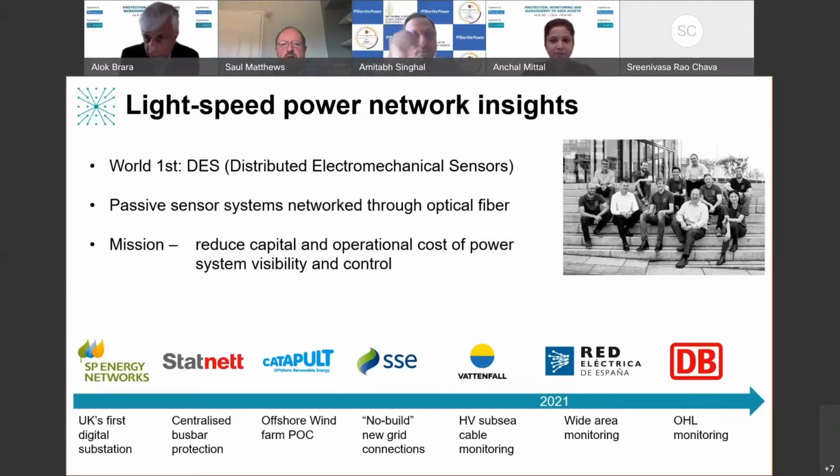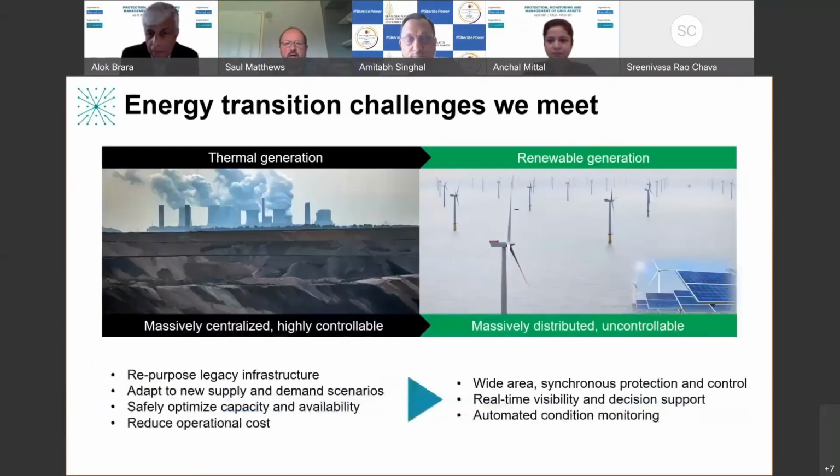So the idea here is that we invented distributed electrical sensing, and I'll come back to explain what that means, but I'm sure everyone in the audience is familiar with these concepts, because that's what we're dealing with in the UK and in Europe. We've got a very old legacy infrastructure in the power systems here, which is being repurposed to accommodate renewable supply and demand. And the adaptation to these new scenarios is pretty tricky because the goal, of course, is to safely optimize the capacity and availability of these networks and reduce operational cost, because they're regulated, you can't increase price.